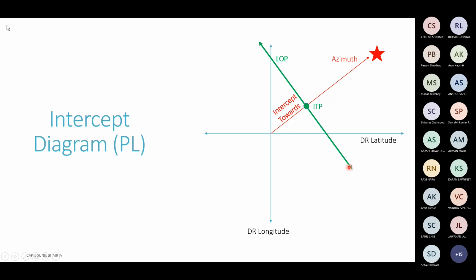Now, whenever we plot a position line on the chart or on our diagram, we always indicate it by making arrows on both the sides, representing that this line is not confined to what has been drawn. This can be extended to both the sides, and the vessel's position may lie anywhere on this line segment extended. So this is the intercept plot.